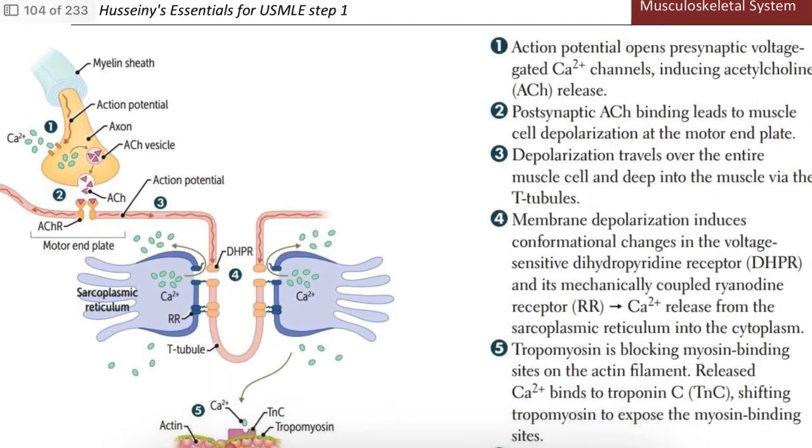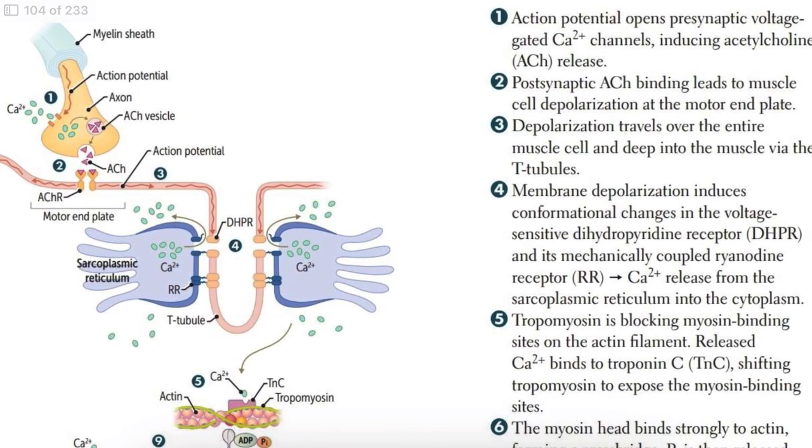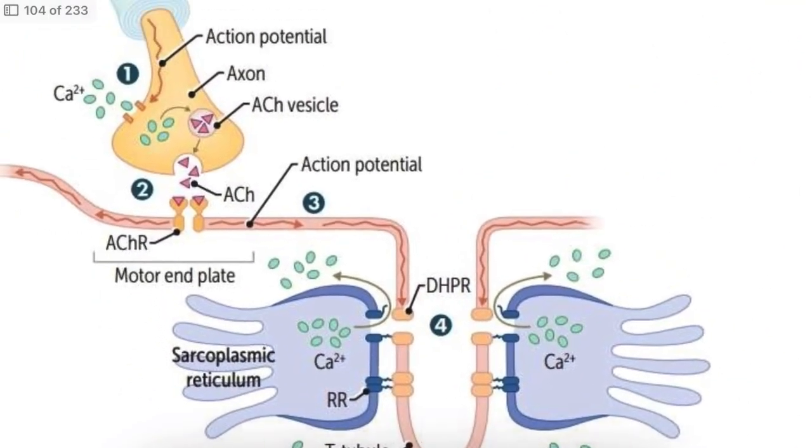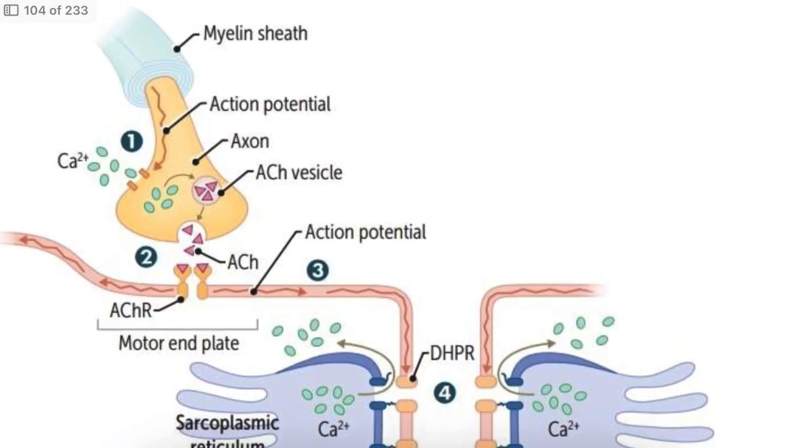You can see this image, it is a very good image, so you can easily understand. First one, action potential generation. Here the motor neuron releases acetylcholine at the neuromuscular junction. This is the first point. This generates an action potential on the sarcolemma.